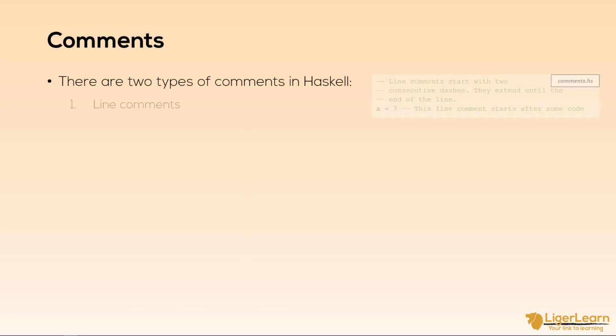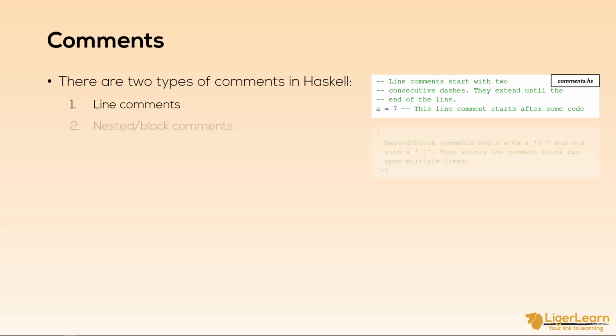There are two types of comments in Haskell. The first is line comments. Line comments start with 2 consecutive dashes. Any text after the double dashes up to the end of the line counts as a comment and will be ignored by the compiler. The second type is known as nested comments, or sometimes block comments. These comments start with an open curly brace and dash, and end with a dash and close curly brace. Any text within the comment will be ignored by the compiler.